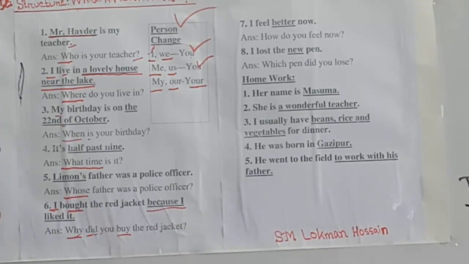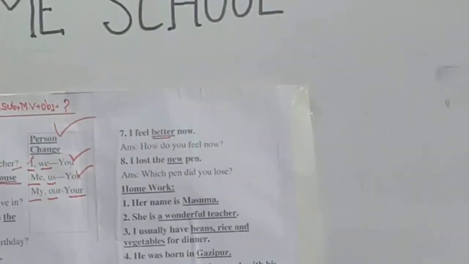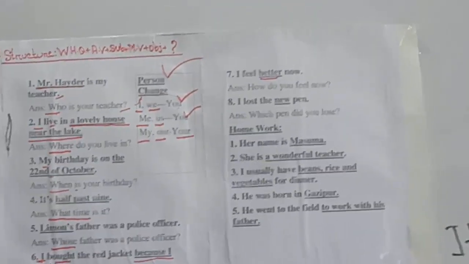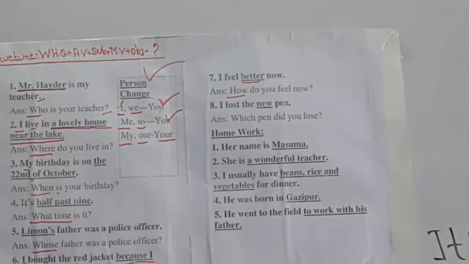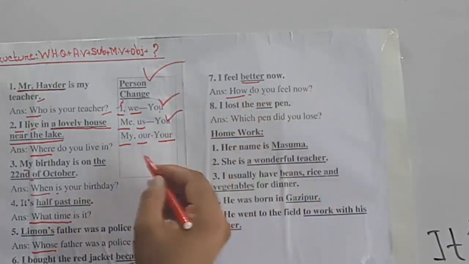Next one is number 7. I feel better now. So it indicates your way or a description of your condition. So you have to write how. How denotes description or condition or situation. So, how do you feel now?